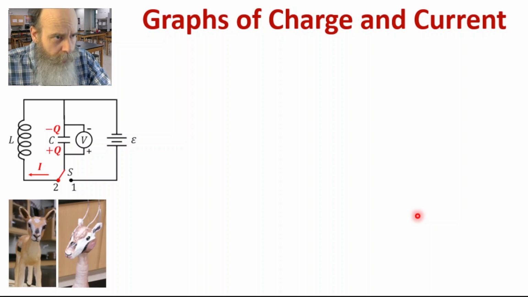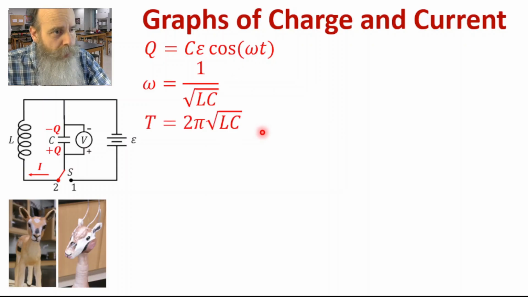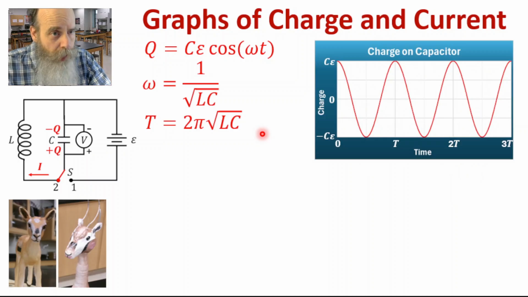Graphs of charge and current. Q is CE cos omega t, where omega is 1 over square root LC, and T is 2 pi square root LC. Here's a graph of the charge on the capacitor versus time. It is a cosine graph. It is a maximum when t equals 0. It has an equilibrium of 0, and it goes between negative CE and CE. From 0 to T, the period, we have one cycle, another cycle from T to 2T, and another cycle from 2T to 3T. And it keeps going on.